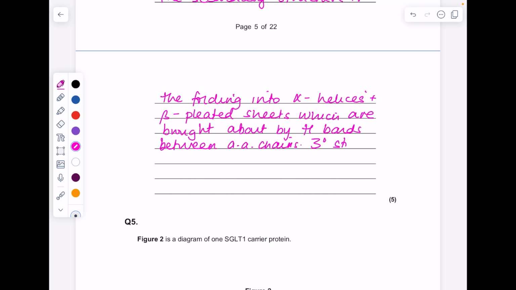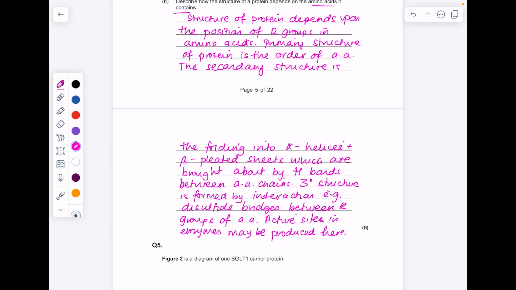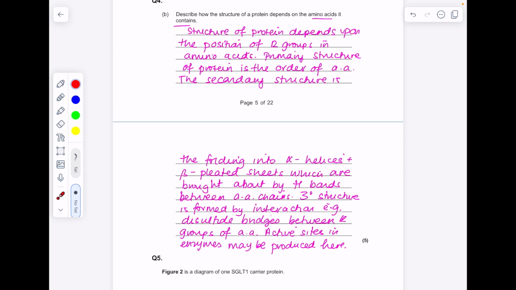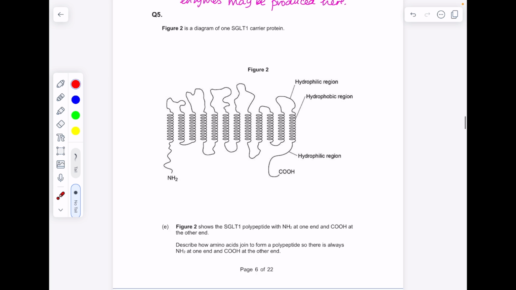The tertiary structure is formed by interactions, e.g. disulfide bridges between R groups of amino acids. Active sites in enzymes may be produced here. So this whole time we're linking back to how the structure of the overall protein depends very much on the amino acids it contains, because it's their R groups which will dictate the type of interactions between the amino acid chains. Figure 2 is a diagram of one SGLT1 carrier protein.